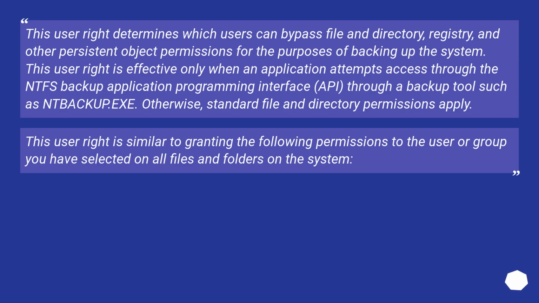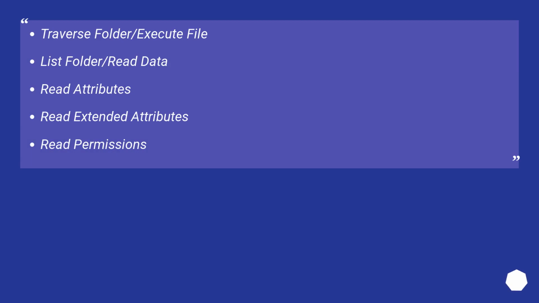This user right is similar to granting the following permissions to the user or group you have selected on all files and folders on the system. Traverse folder/execute file. List folder/read data. Read attributes. Read extended attributes. Read permissions.